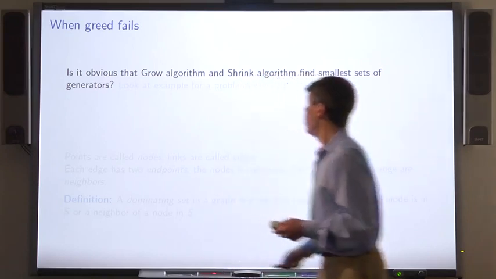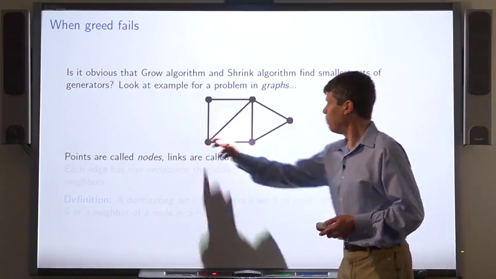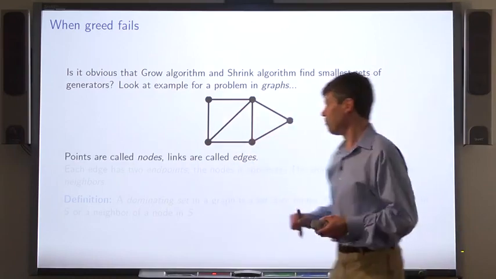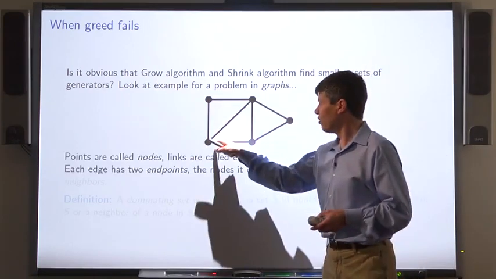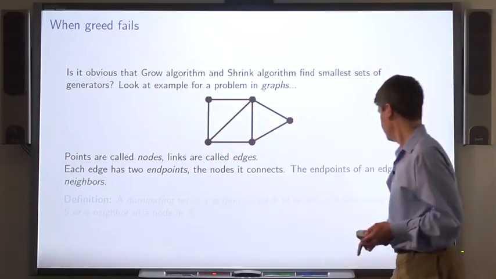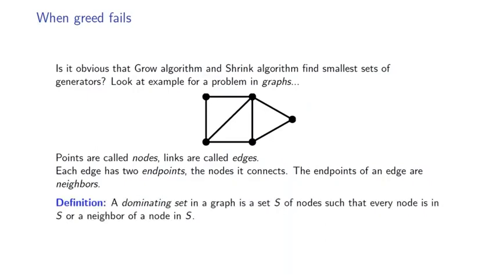Let's look at examples from a problem in graphs. So here's a graph. The points are called nodes or vertices, and the links are called edges. Each edge has two endpoints. So for example, this edge's endpoints are these two nodes. The two endpoints of an edge are called neighbors. Now, a dominating set in a graph is a set S of nodes such that every node is either in S or is a neighbor of a node in S.